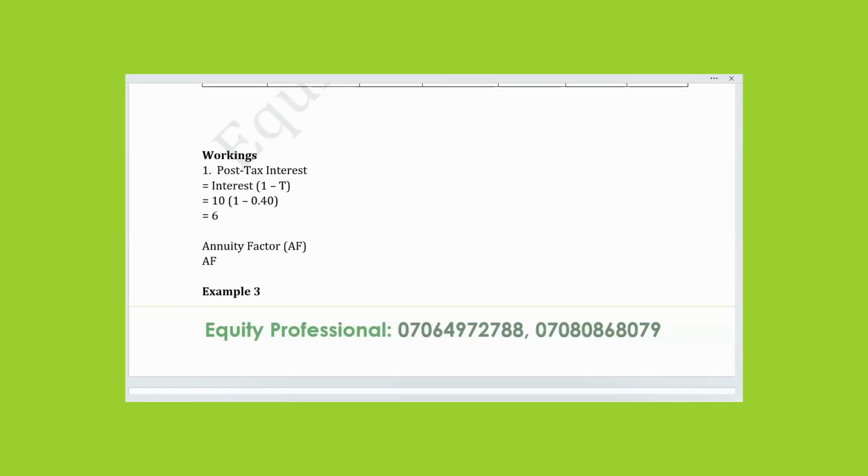So how do you then calculate annuity factor? It is computed as 1 minus, open a bracket. Let me use a formula.